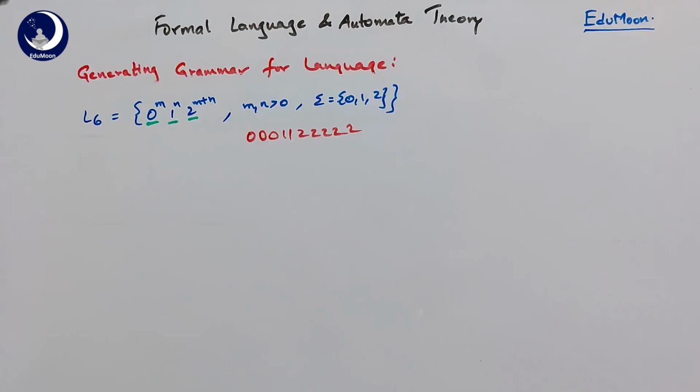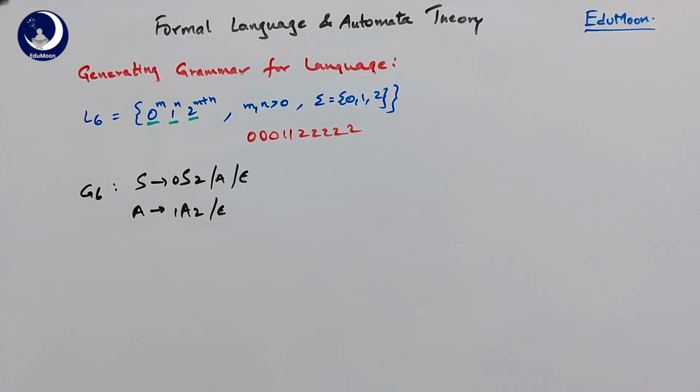Coming to the production rules of this one, G6 is the grammar giving the production rules which generate the language L6. To check the correctness of these production rules, we try to generate the string 0001122222, that is 3 zeros followed by 2 ones, followed by 5 2's. That is a string belonging to the language L6, so we try to generate it using these grammar rules.